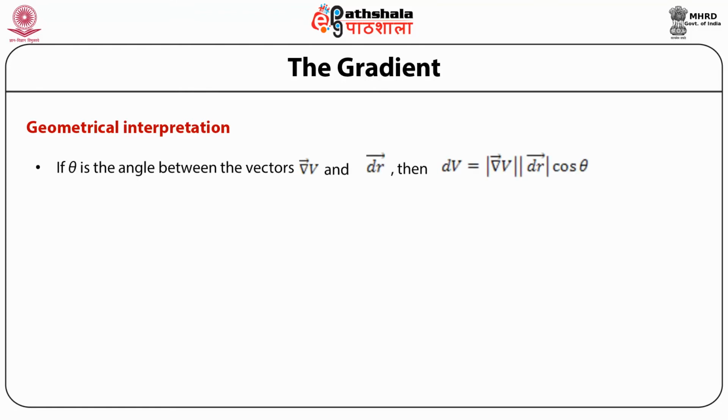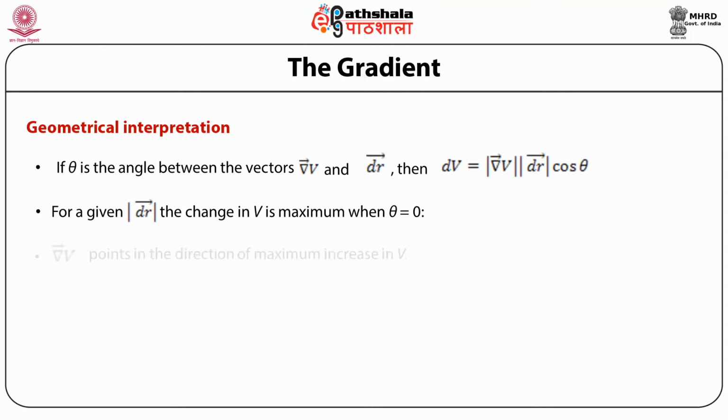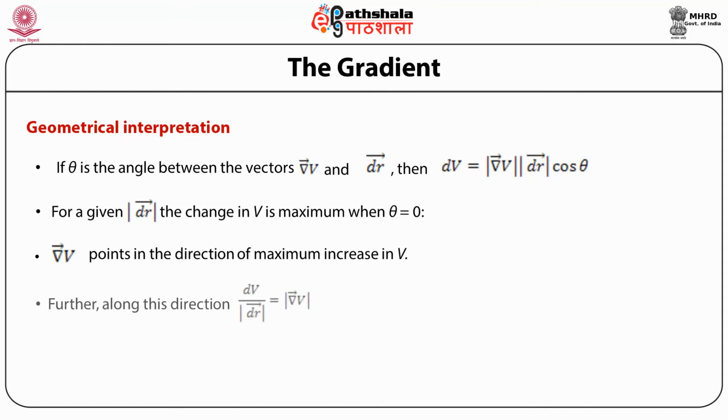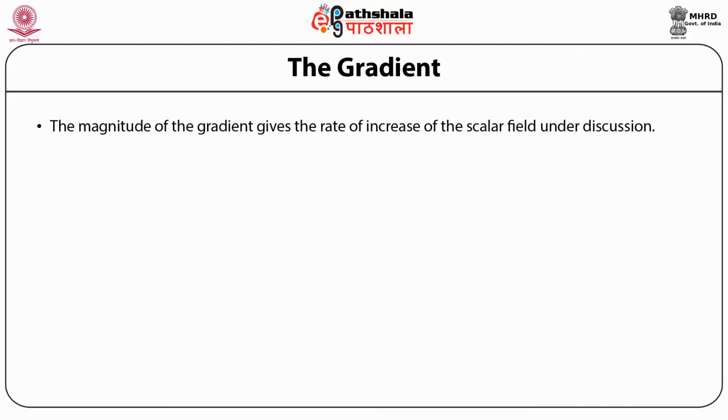If theta is the angle between vectors del V and dr vector, then dV is equal to mod of del V into mod of dr vector cos theta. For a given mod of dr vector, the change in V is maximum when theta is equal to 0. Del V points in the direction of maximum increase in V. Further, along the direction, dV by mod of dr vector is equal to mod of del V. The magnitude of the gradient gives the rate of increase of the scalar field under discussion.